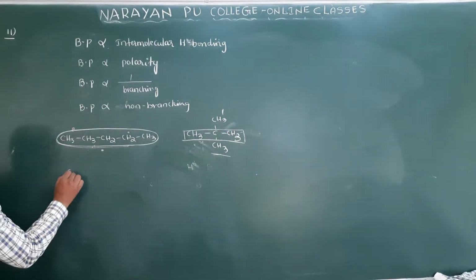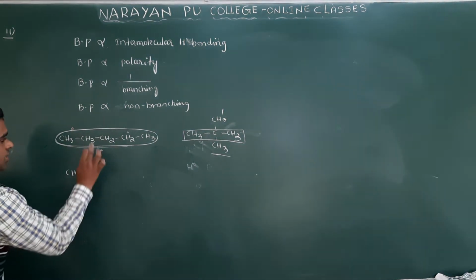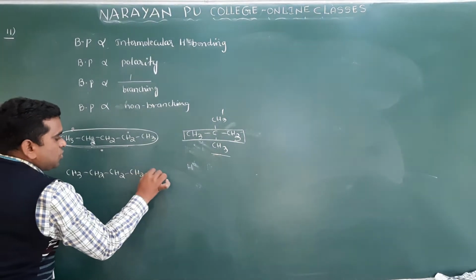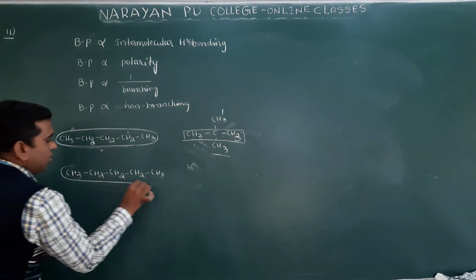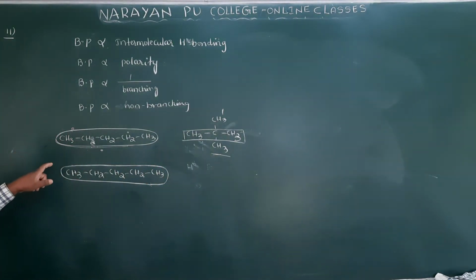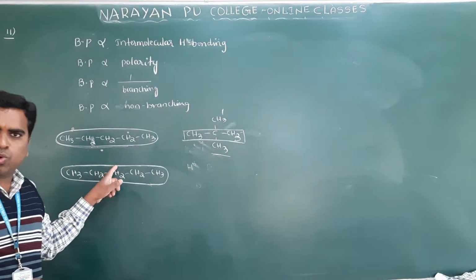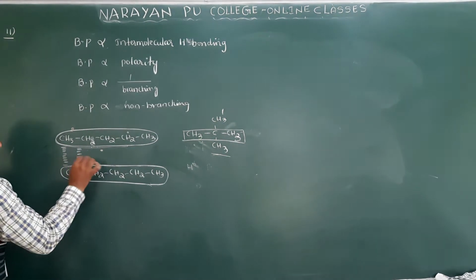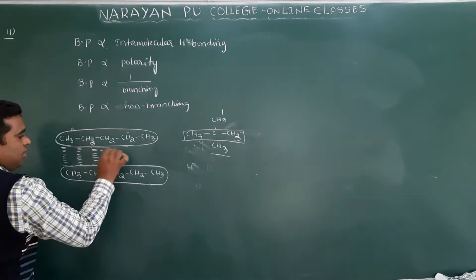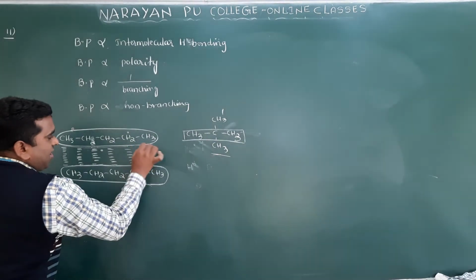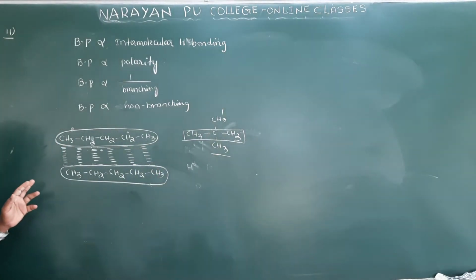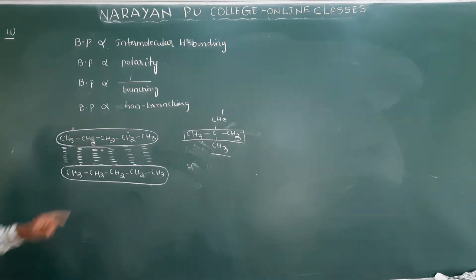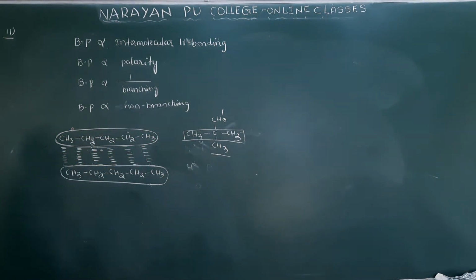Clear? If I write another molecule, the same molecule, CH2, CH2, CH2 and CH3. These are non-polar molecules. In a non-polar molecule, what will happen here? There will be attractions. These will be called Van der Waals forces of attraction. These Van der Waals forces of attraction exist along the length of this surface area. Clear? These are Van der Waals forces.